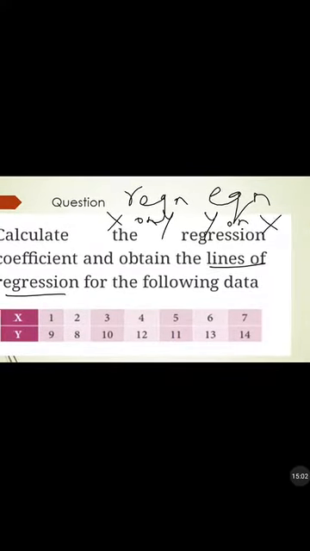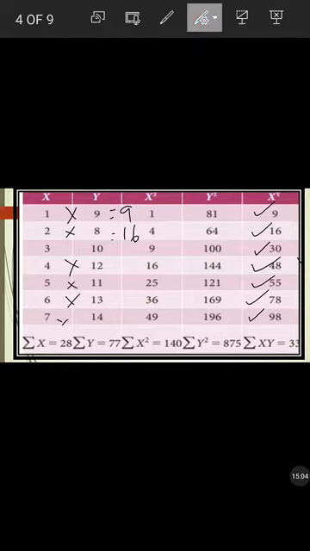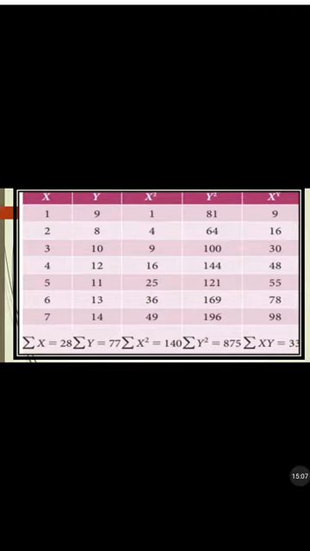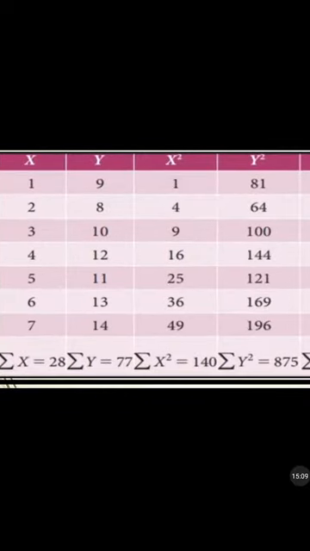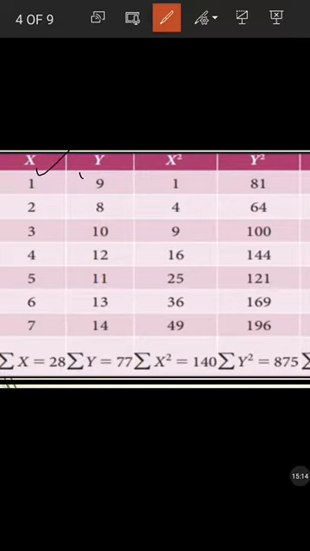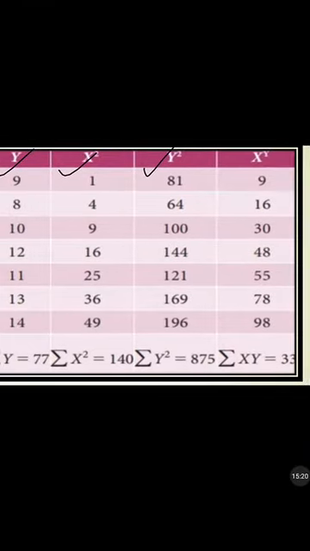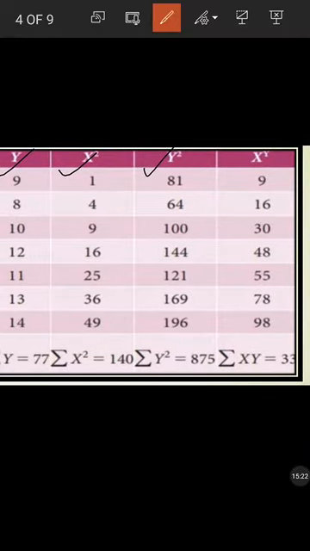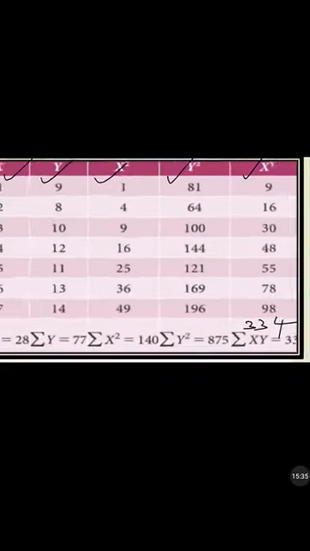Okay, let me move on to the calculation part. So this is the calculation part. In the question, only x and y are given. We have to calculate x square, y square, then x into y. We take the totals of these. Finally the total of xy comes to 334. Okay, we take all these totals. Then we are going to apply the formula.